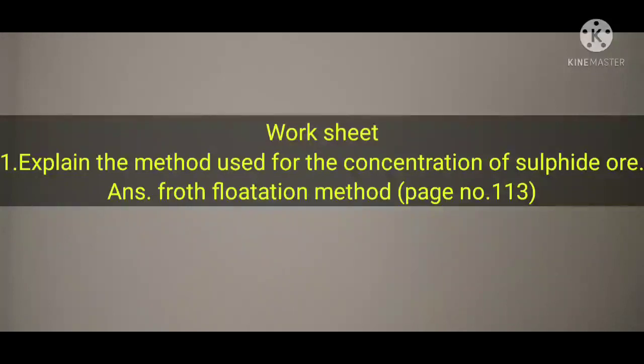If the ore has a magnetic property, what is the method used? Magnetic separation. For oxide ores, mainly what method will we use? Hydraulic method. So this question can be asked for 7 marks or 4 marks. Students, you have to learn all the 4 methods briefly on page number 113 for the 7-mark question, or individually for a 4-mark question.